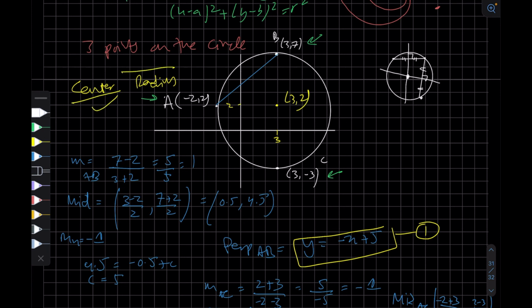Next we need the radius. If we know the center, then we can take any point on the circle and find the distance between them. I notice that point B is exactly above the center, so I can just do 7 minus 2, which is 5. Actually, every point here shows that it is 5 because it is either vertically up or horizontally right beside it.